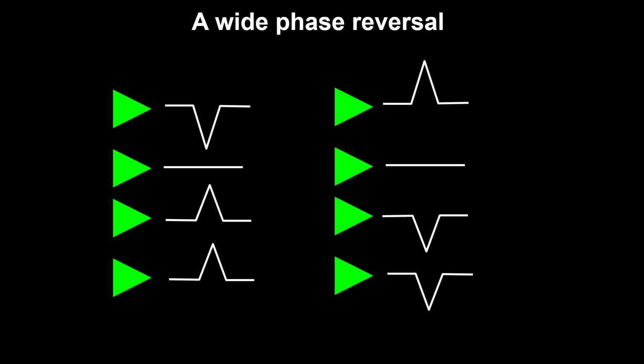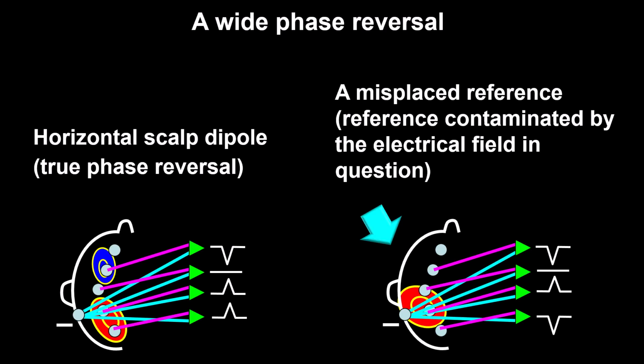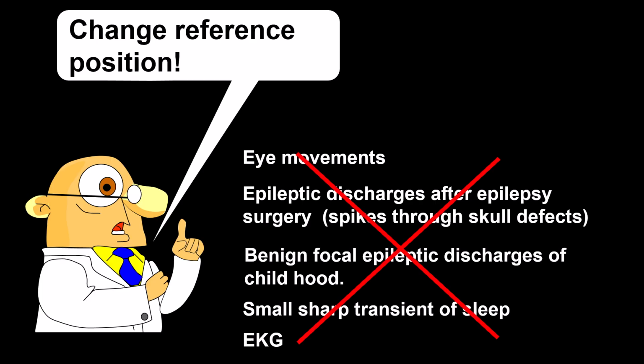A white phase reversal may occur in the presence of a horizontal scalp dipole, but more often they occur as an expression of a common reference electrode sharing the same potential level with a non-referential scalp electrode. So, in cases that you are not considering one of the situations listed in this frame, the best you can do is to change the position of the common reference electrode when you encounter a white phase reversal.